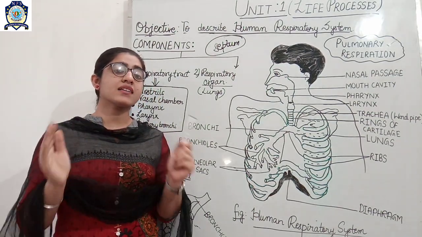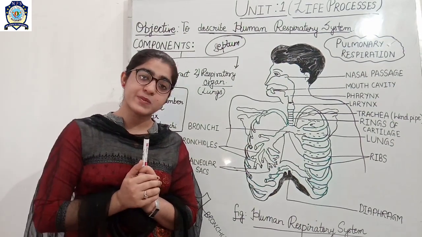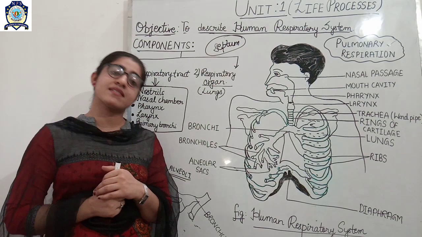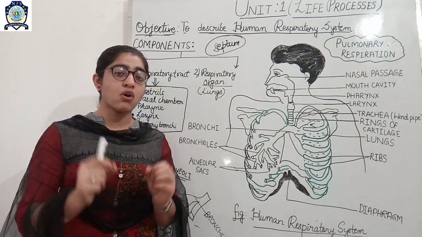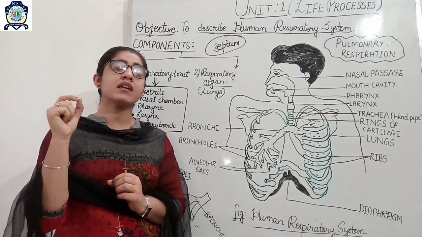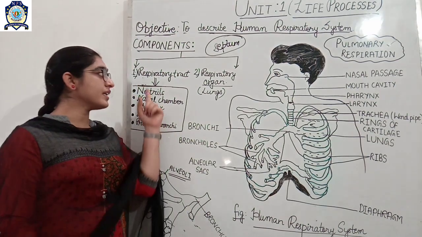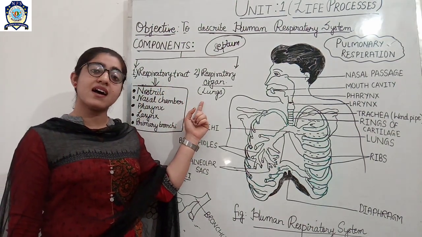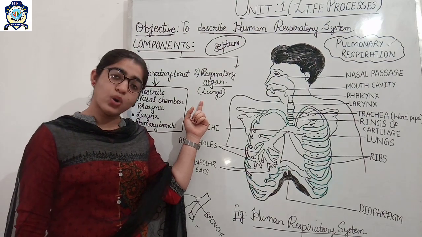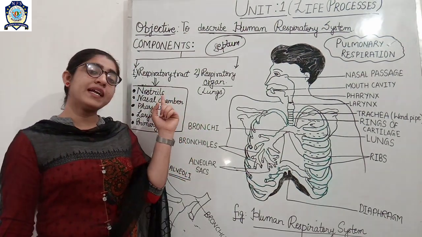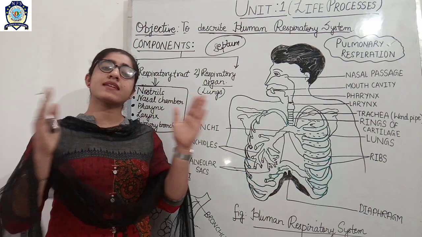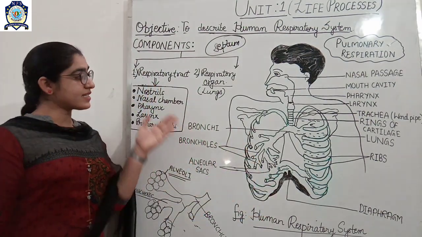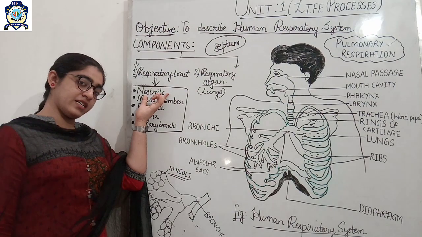So what are the components of the human respiratory system? The human respiratory system comprises two main components. The one is the respiratory tract and the second one is the respiratory organ. So what is the respiratory tract? Tract is just like a path or a passage. Okay, so it starts from the nostrils.